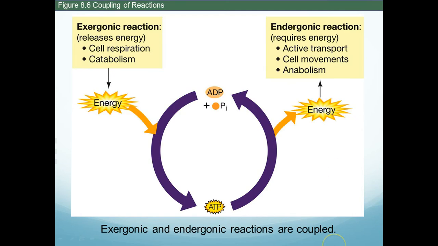Remember that endergonic and exergonic reactions are paired together. So the endergonic reaction, which requires energy, would be for active transport, cellular movement, anabolism. This starts with ATP. This requires energy. The energy is found here when ATP breaks apart into ADP plus a phosphate group. And then the opposite of that, exergonic reactions, these release energy. Things like cellular respiration and catabolism.